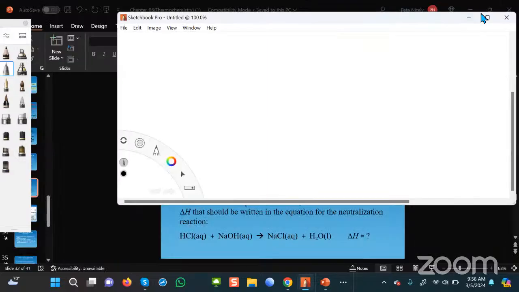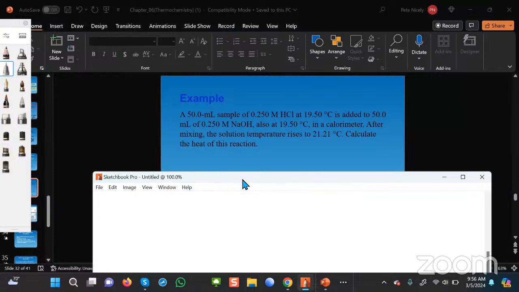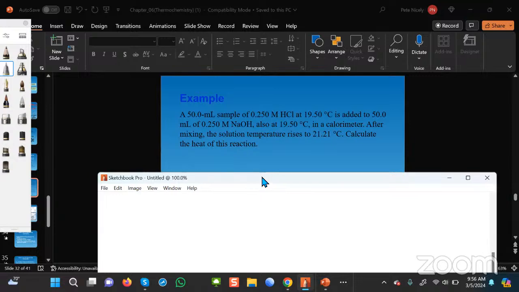All right, so the question says, a 50 ml sample of a 0.250 M hydrochloric acid solution at 19.5 degrees Celsius is added to 50 ml of a 0.250 M solution of sodium hydroxide, and it's at the same temperature, all right? And then when the two solutions are mixed, the temperature rises to 21.21 degrees Celsius, and you're to calculate the heat of this reaction. Okay, so the way I would do this is, the information provided makes things a bit easier because they gave you the volume of hydrochloric acid and sodium hydroxide, which have the same molarity.